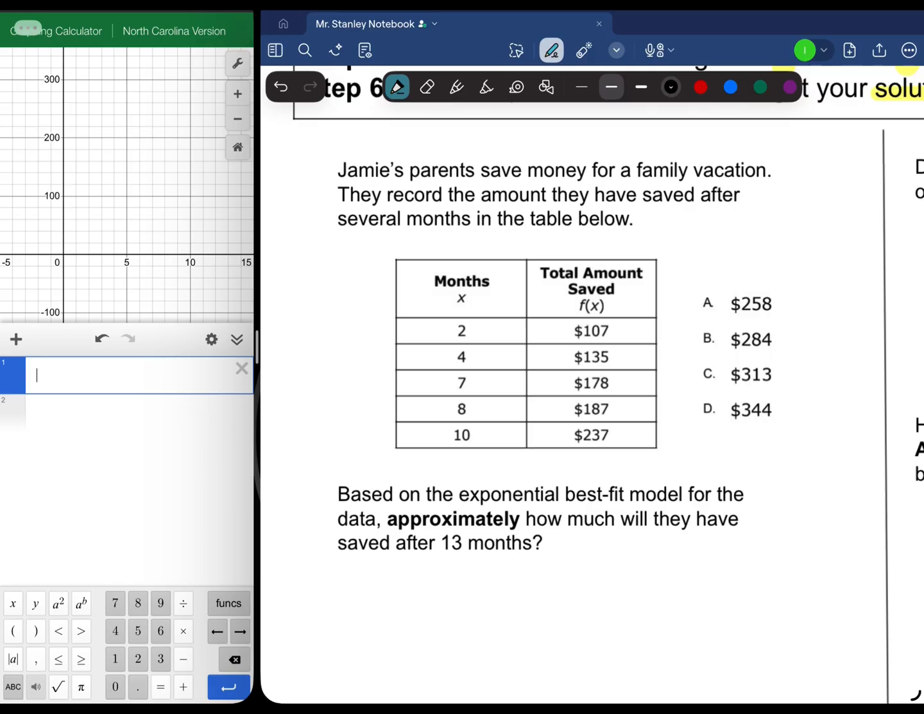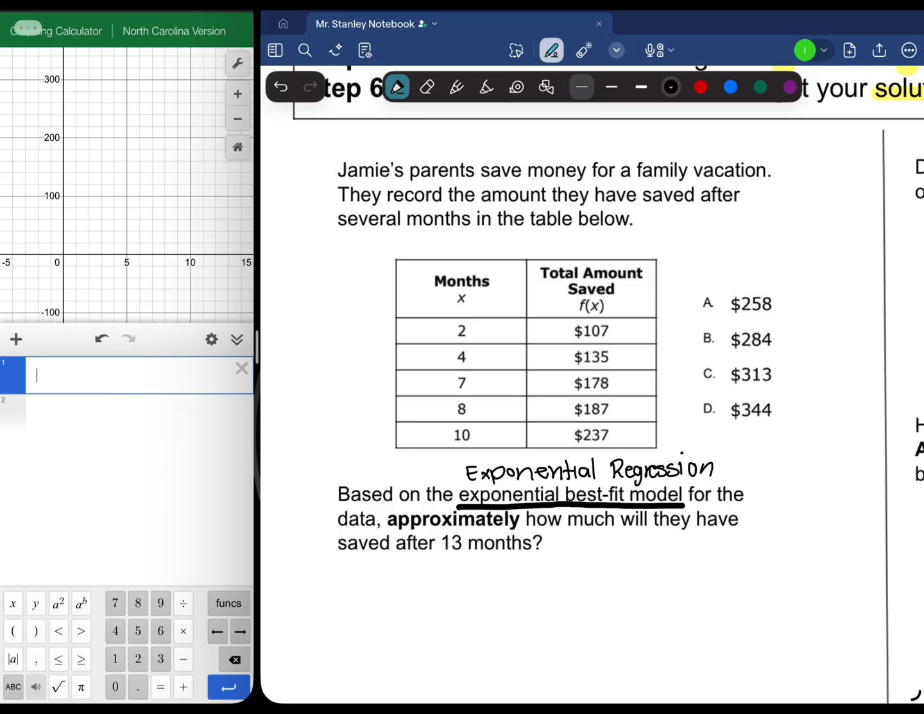So now, if we go through and pick out our key things, the first thing I will pick out is exponential best fit model. Exponential best fit model is going to let us know that we need to use exponential regression. So after we enter our data, in our drop down menu, we're going to be looking for exponential regression.